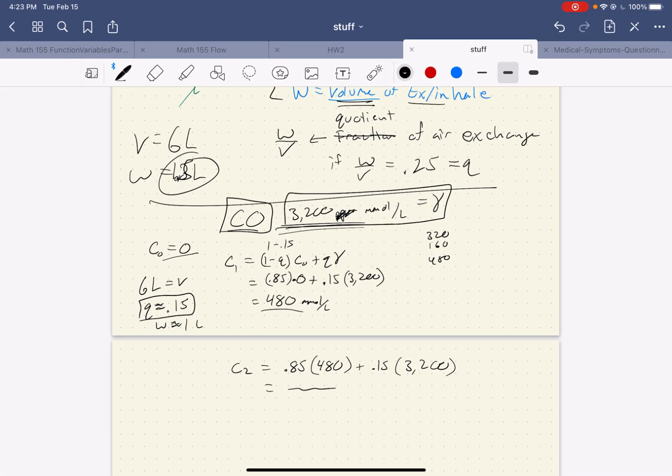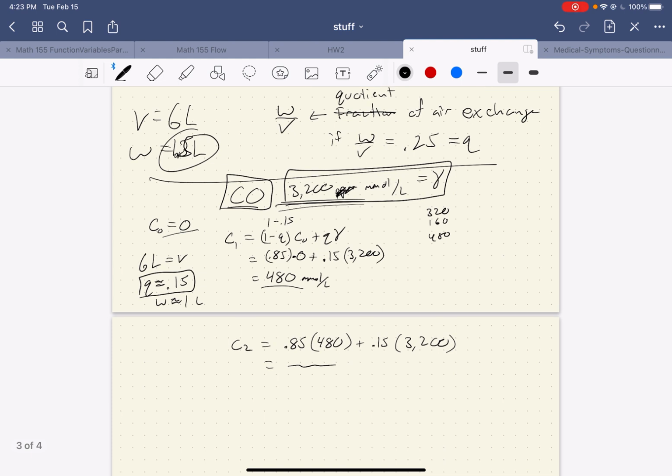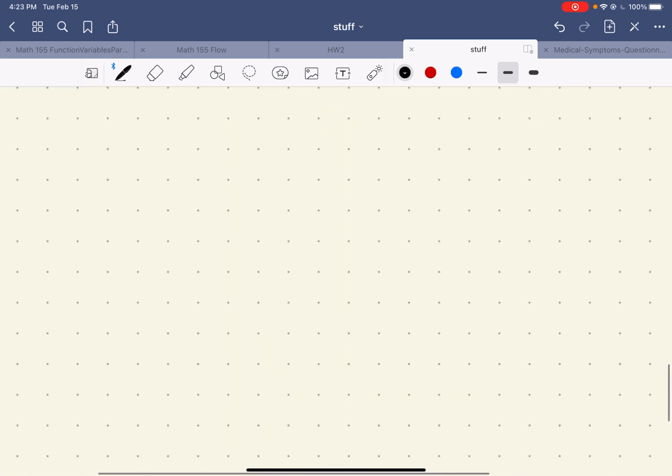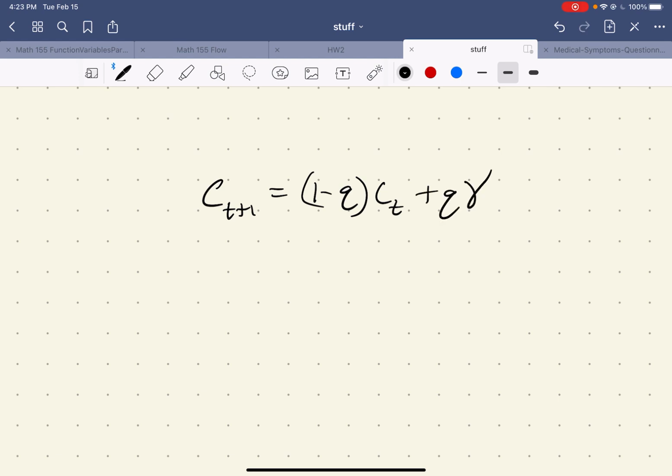Okay, so on an intuitive level, this is also telling us that we should expect the air in the room to become the equilibrium. That's what happens if I keep on breathing. But let's finish out this video by solving for that. All right, so my general lung model looks like C sub t plus 1 equals (1 minus q) C sub t, plus q gamma. All right, now if I want to find equilibrium, that means my output has to equal my input, but nonetheless the updating function occurred. So here we go.